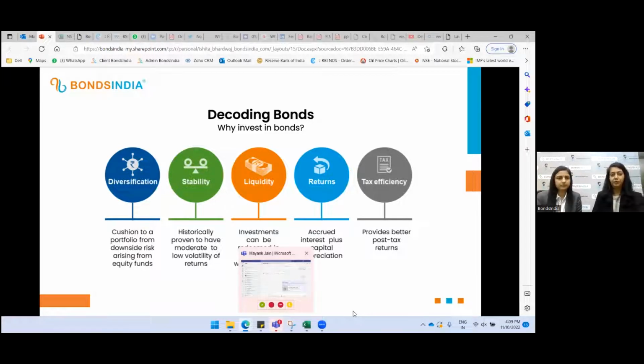Speaking of returns, bonds help preserve capital and also generate positive returns, especially during uncertain market situations. There is also a capital appreciation gain that can be taken advantage of. And lastly, when we talk about tax benefits, we have many tax-free bonds available in the market. There are a lot of structured products as well, like MLDs, that people can choose for tax benefits.